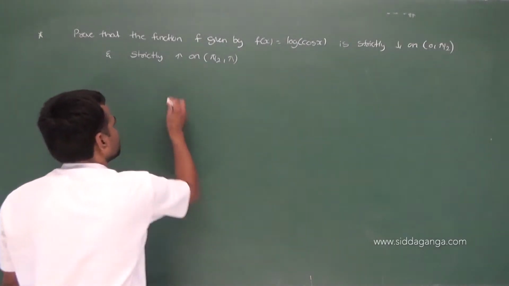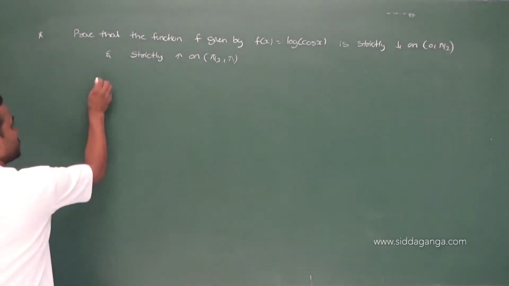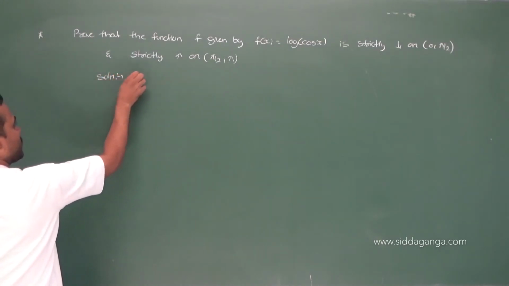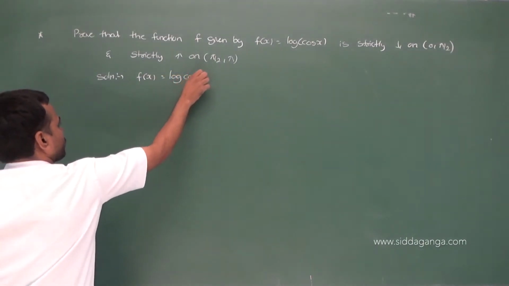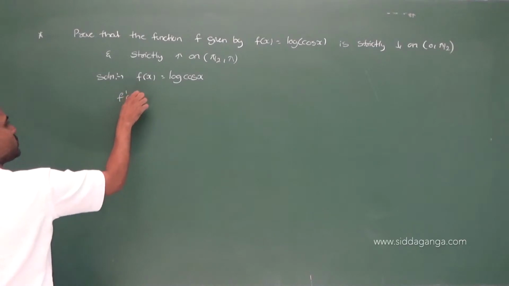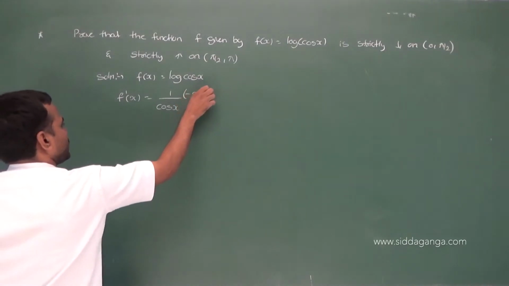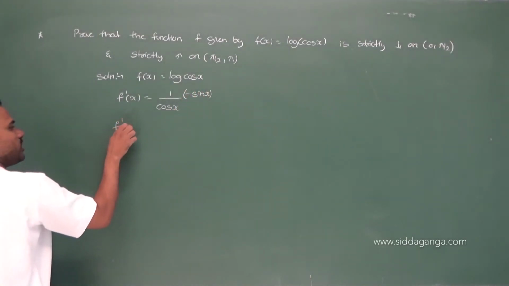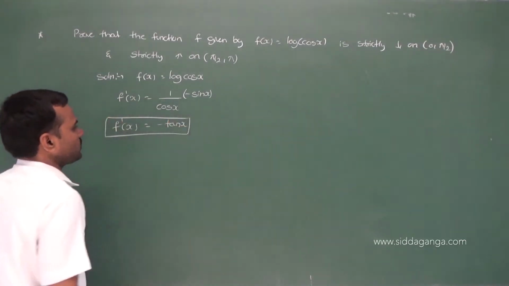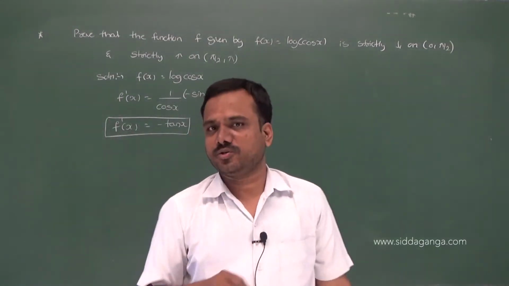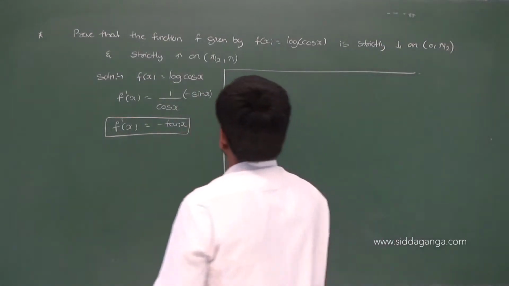Okay, so we take the function first. Write here solution. F of x is equal to log of cos x. F dash of x is 1 divided by cos x, times the derivative of cos x, which is minus sin x. F dash of x is what? Minus tan x. F dash of x is minus tan x. Okay. First one.